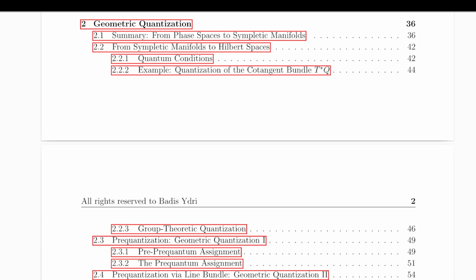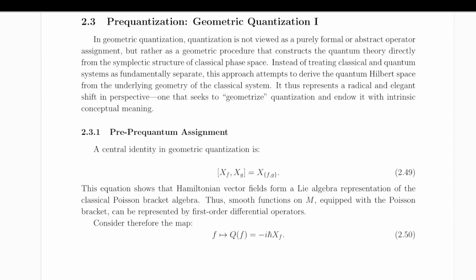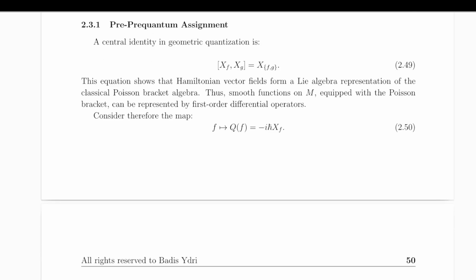Prequantization, geometric quantization 1. In geometric quantization, quantization is not seen as merely assigning operators to functions. Instead, it is approached as a geometric procedure that constructs the quantum theory directly from the symplectic structure of classical phase space. Rather than treating classical and quantum systems as fundamentally separate, geometric quantization seeks to derive the quantum Hilbert space from the underlying geometry of the classical system itself. It represents a radical and elegant shift in perspective, an attempt to geometrize quantization and give it intrinsic conceptual meaning. Prequantum assignment.